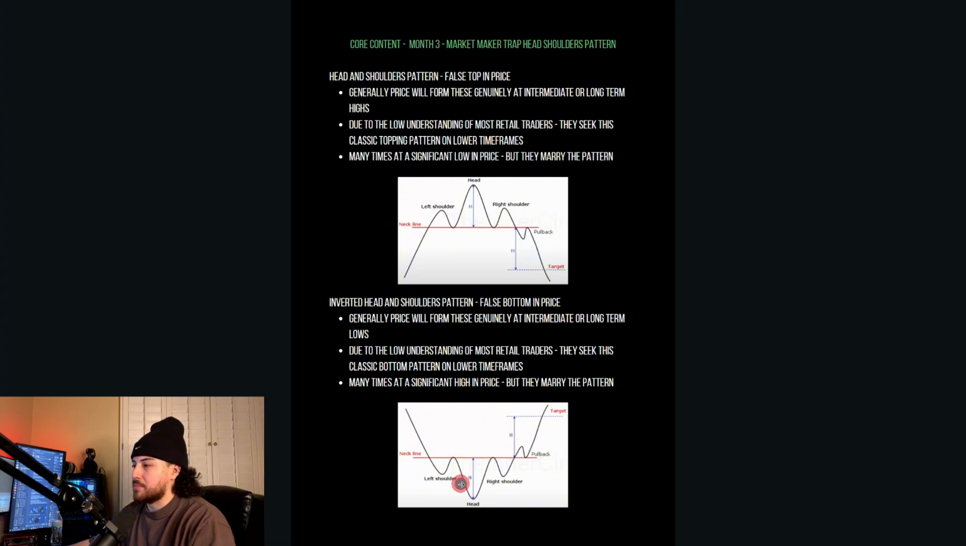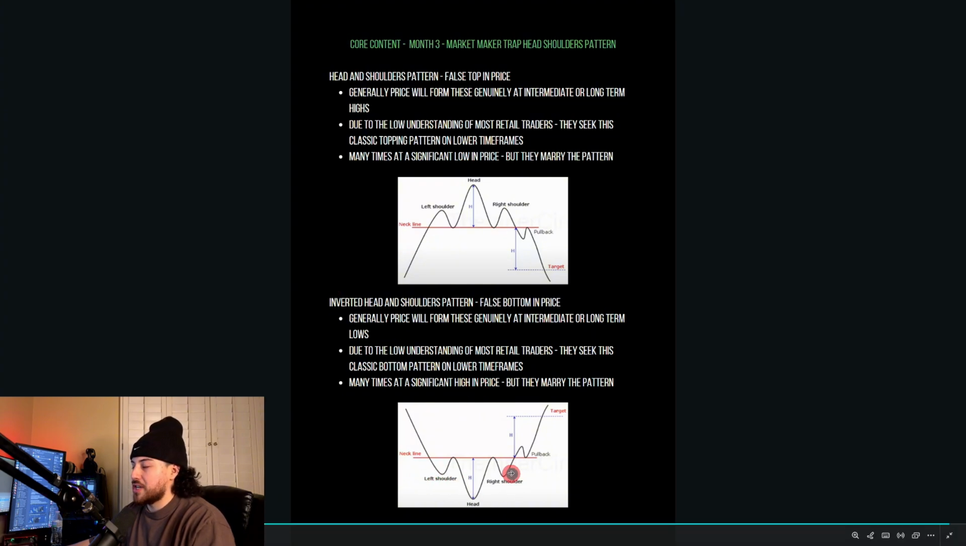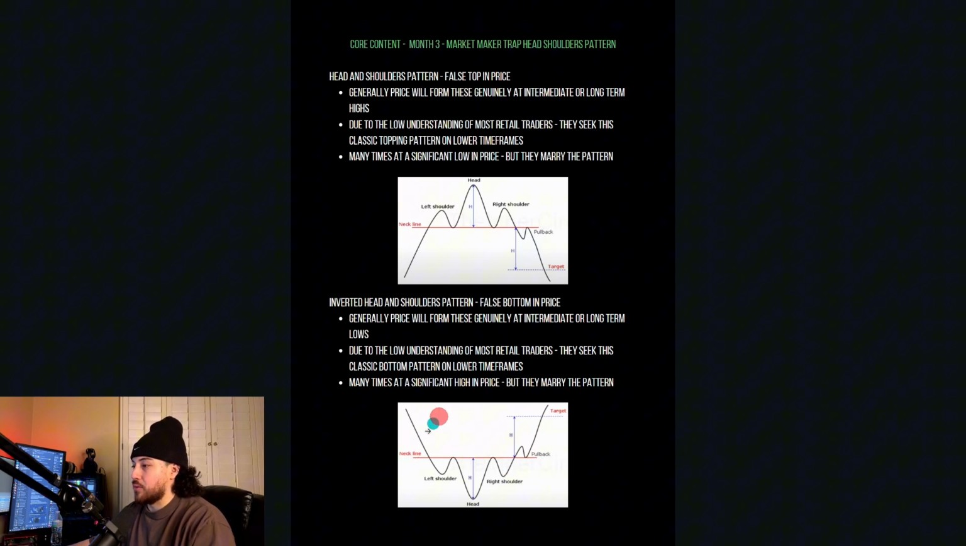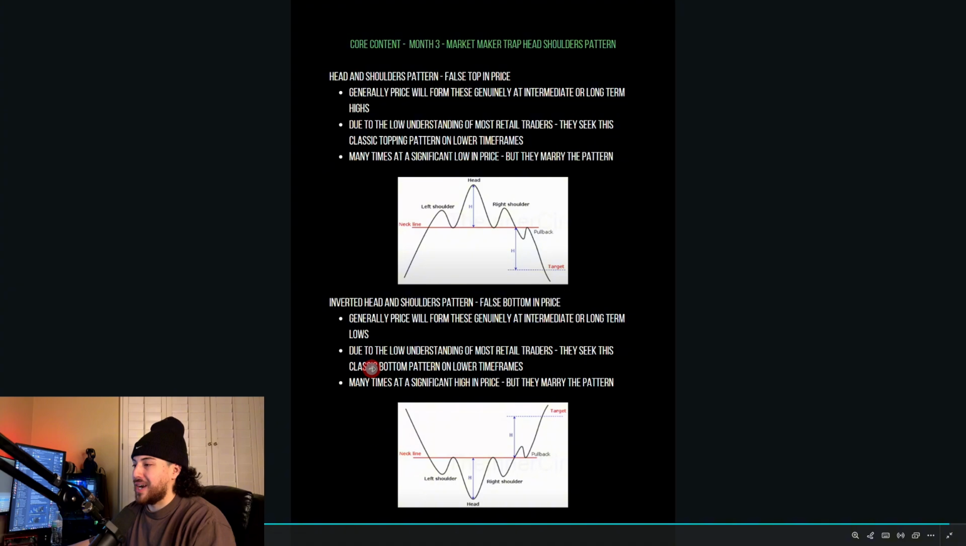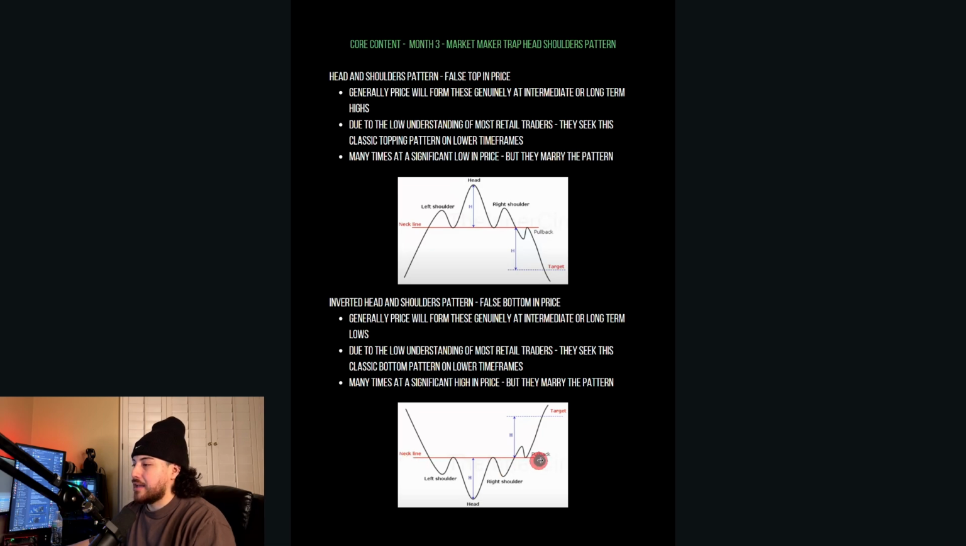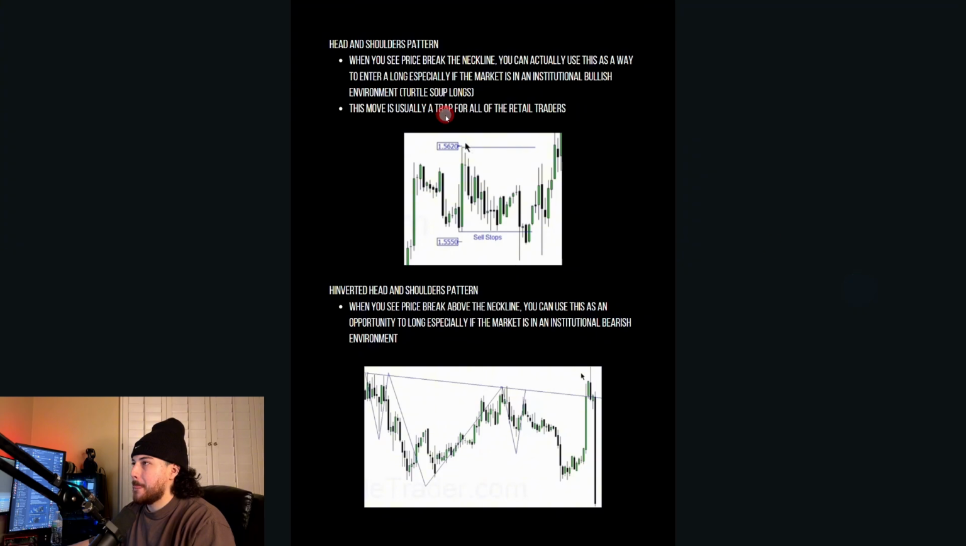Same thing, price goes bearish. We see a left shoulder, head, right shoulder. Once price breaks this neckline, they look at this as a reversal pattern, meaning price is going bearish. Now they anticipate price to go bullish. So once price breaks the neckline, they want to see a pullback to the neckline, and then take longs to the upside.